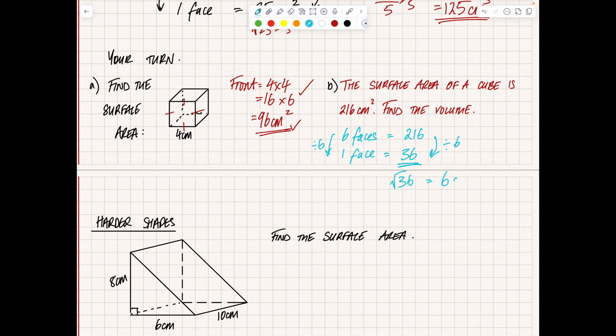I get 6 centimeters. So thinking about what your shape would look like, that'd be 6, that'd be 6, that'd be 6. So your final answer is just to do 6 times 6 times 6, and you would also get an answer of 216 centimeters cubed. So in that answer, the surface area and the volume are exactly the same. That won't always be the case.